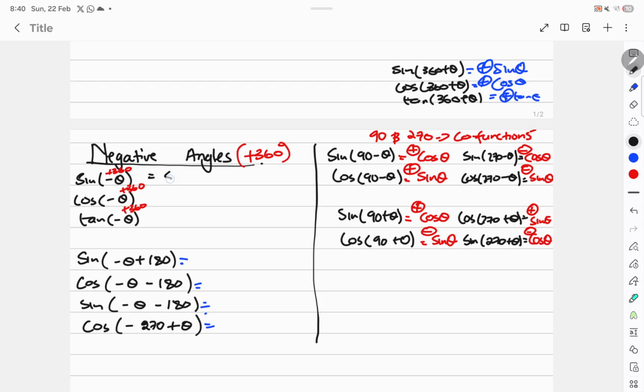Now this will be the sine of 360 minus theta. This will be the cos of 360 minus theta. This will be the tan of 360 minus theta. So it's basically the fourth quadrant. How is sine in the fourth quadrant? Sine is negative. This will be negative sine theta. How is cos in the fourth quadrant? It's positive. Then how is tan in the fourth quadrant? It is negative. All right. And then we continue.